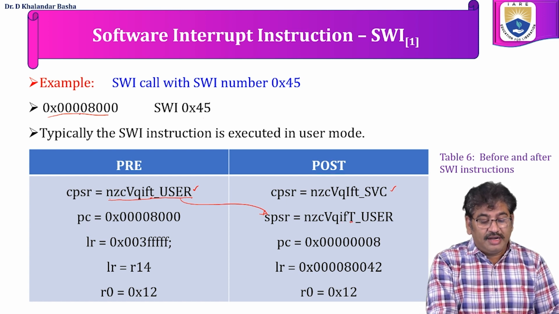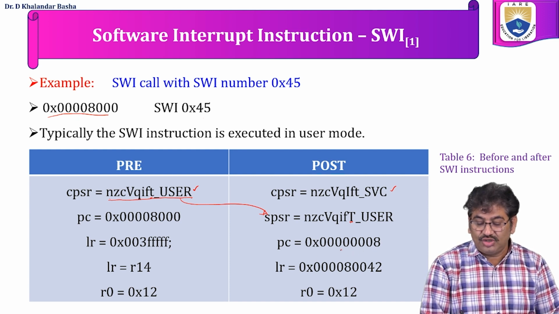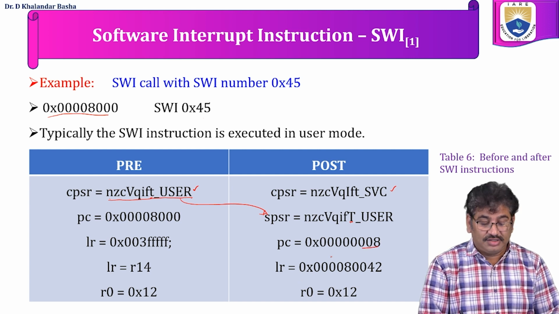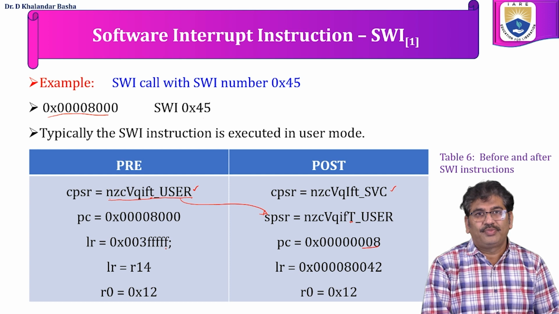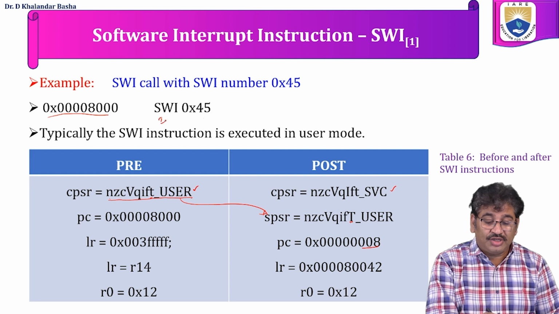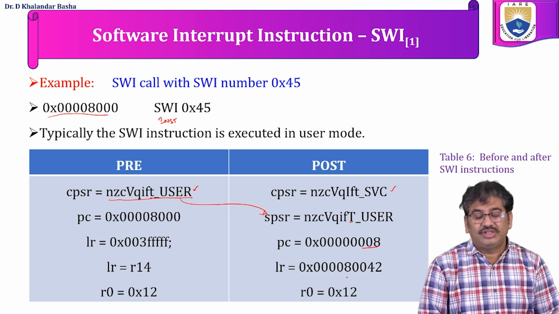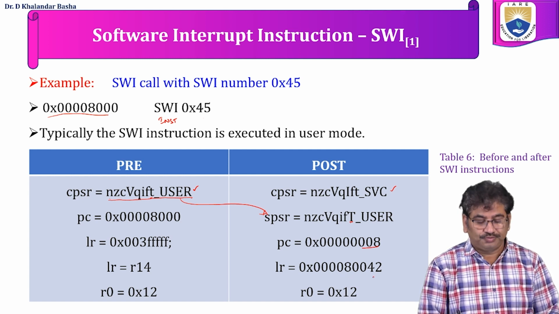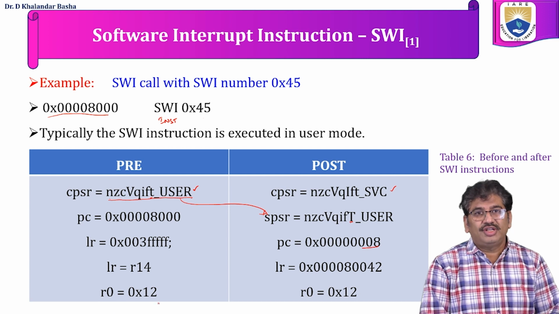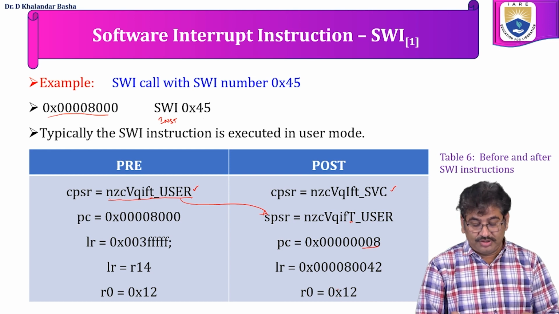Next, the current PC value is 8000H. This will be replaced with a new address, that is 00008, which is the address of the ISR. The link register previously has some random value, assume it is 003FFFFF. After executing this SWI instruction, the control has to execute the instruction which follows SWI, so that address will be loaded into the LR register, which is equivalent to 8042. R0 register will contain 12H, which is the type of the software interrupt.